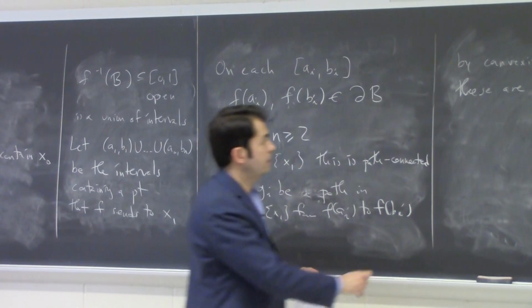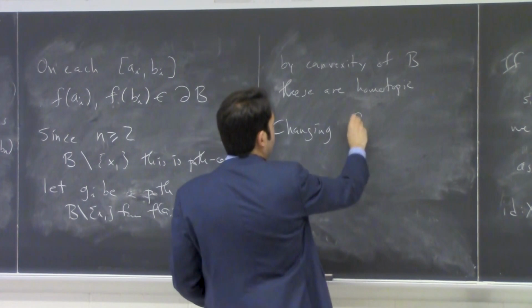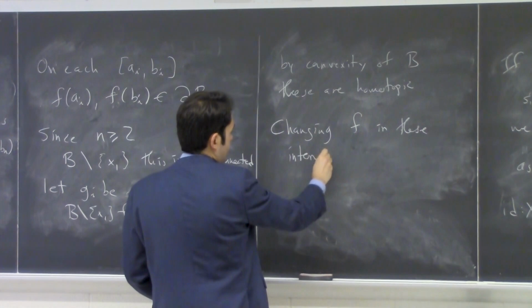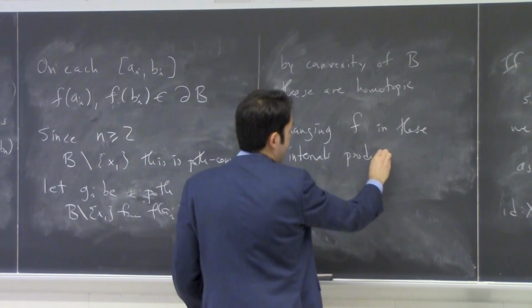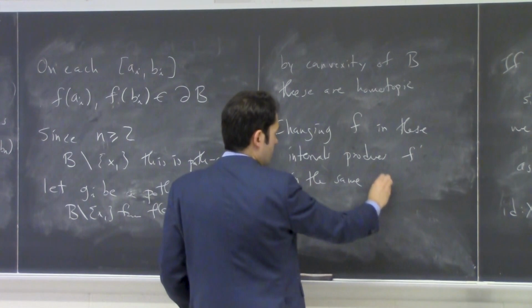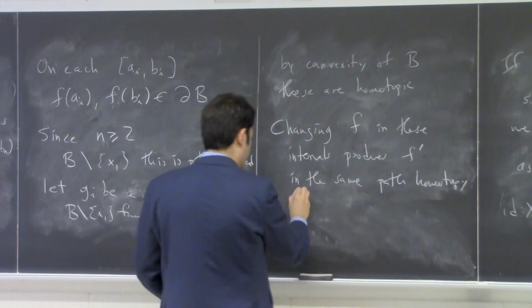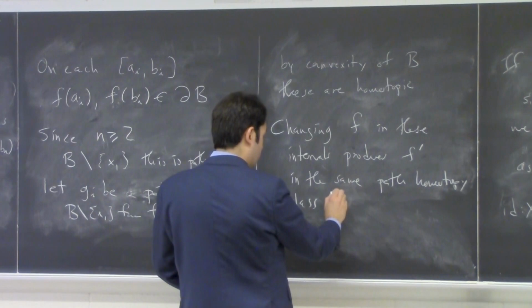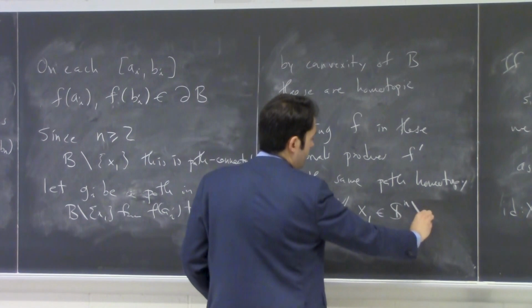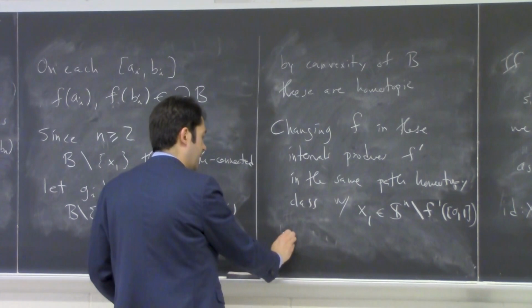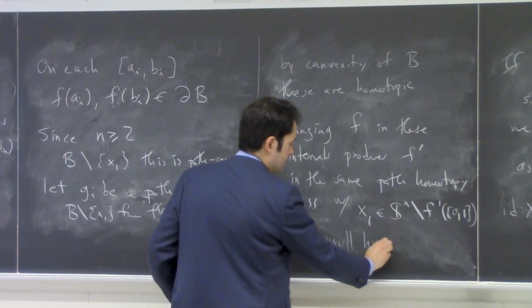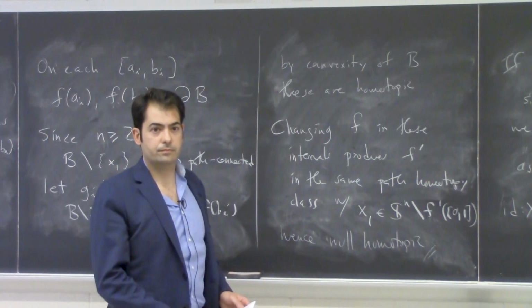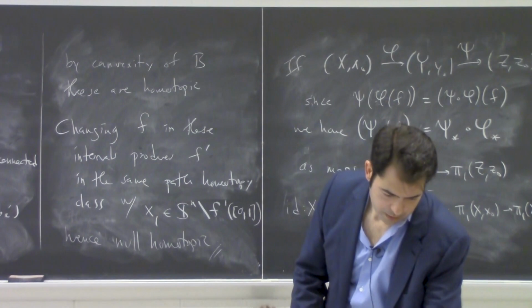Right. So changing F in these intervals produces, say, F prime in the same path homotopy class, but with X1 in Sn minus the image of F prime. Hence, null homotopic. Okay.